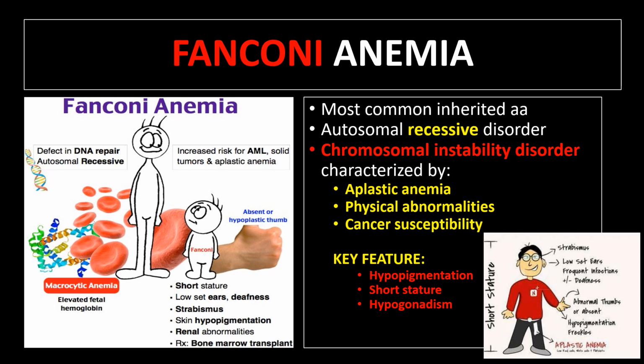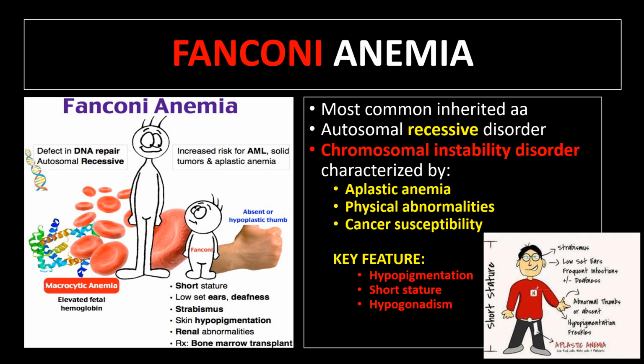For the laboratory findings of Fanconi anemia, this is usually a macrocytic type of anemia with elevated fetal hemoglobin, or hemoglobin F. These patients are characterized by short stature and low-set ears, similar to Down syndrome. We have deafness, strabismus, skin hypopigmentation, renal abnormalities, and the treatment would be bone marrow transplantation. Another feature is an absent or hypoplastic thumb. If you see patients with an absent or hypoplastic thumb, further investigate for the presence of Fanconi anemia.